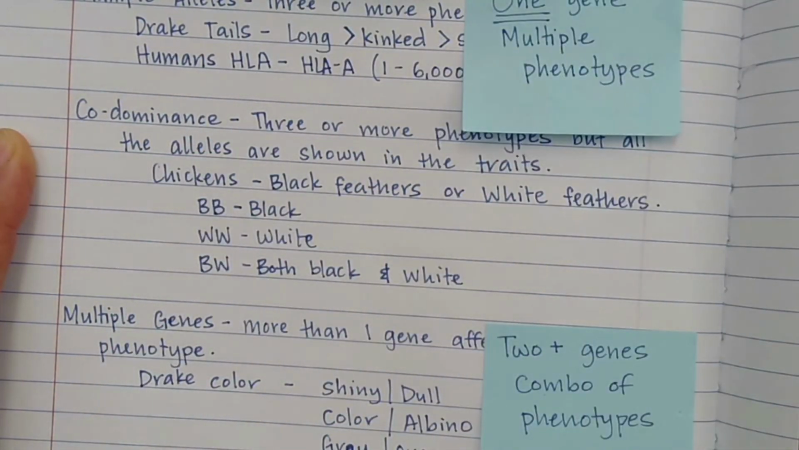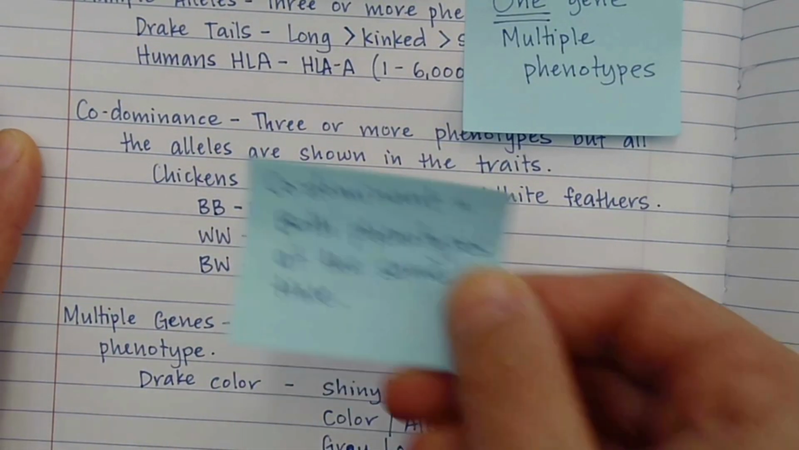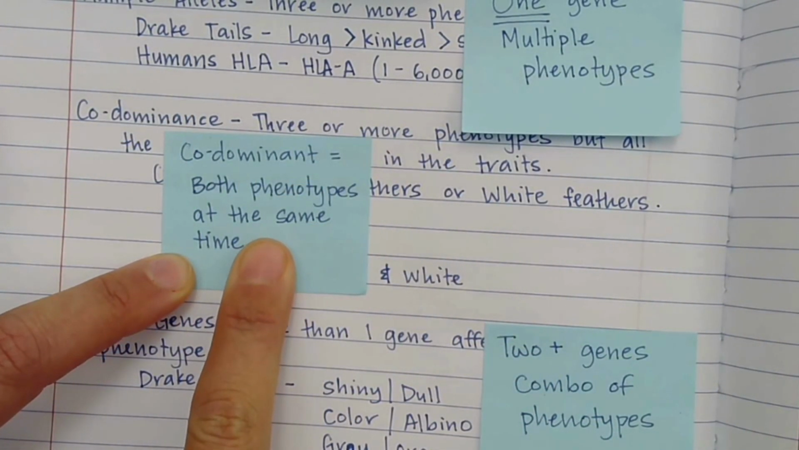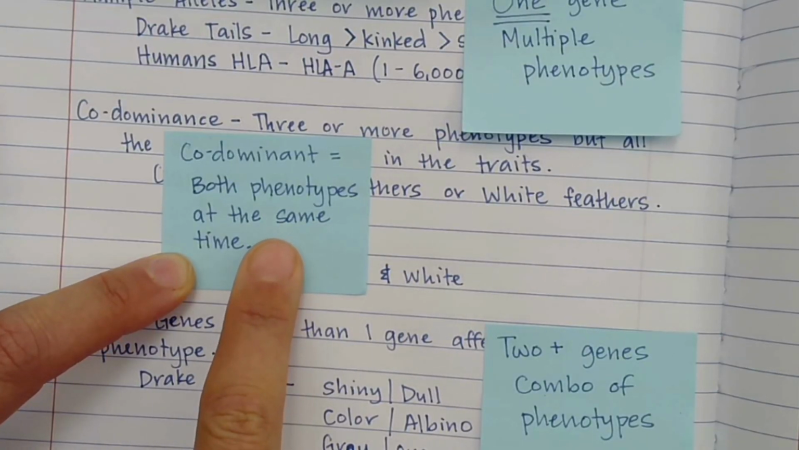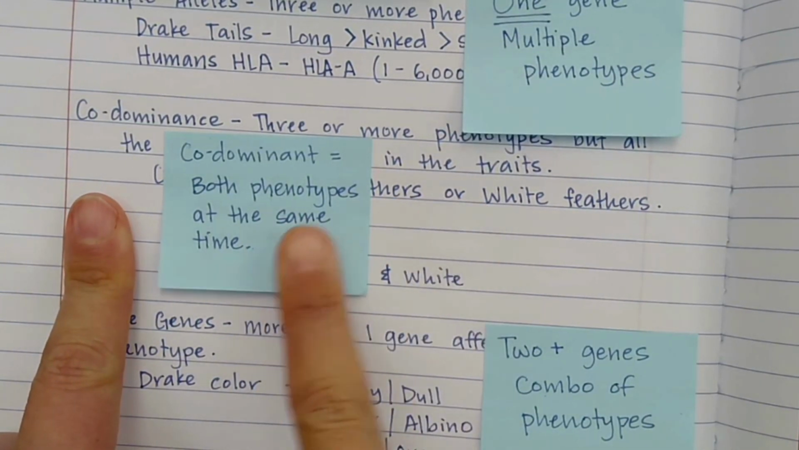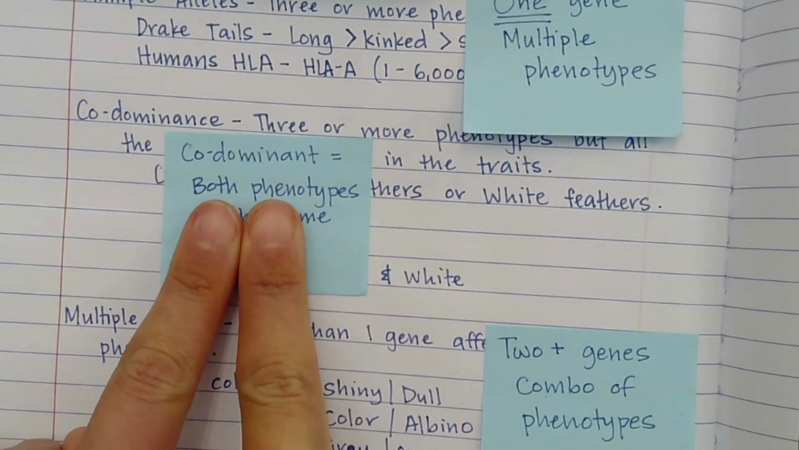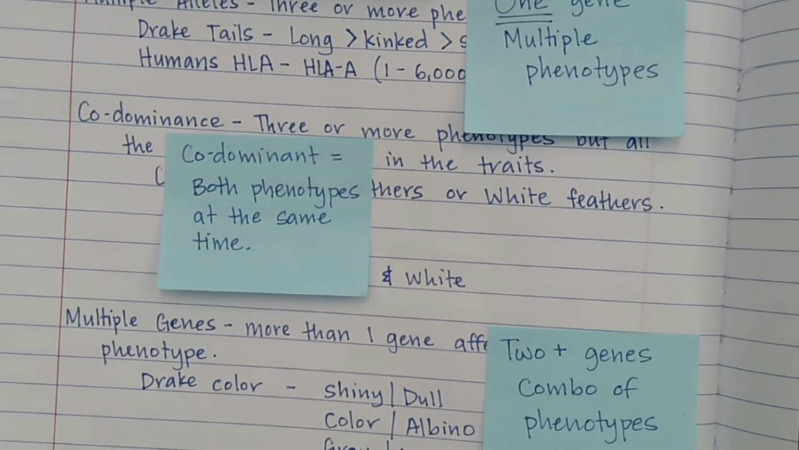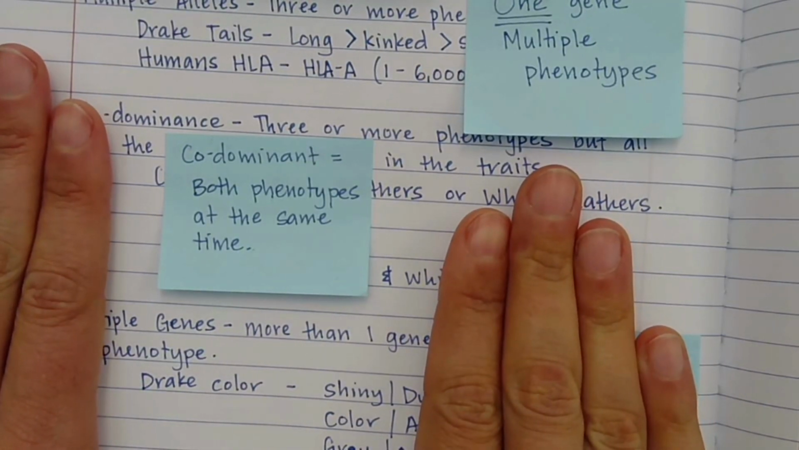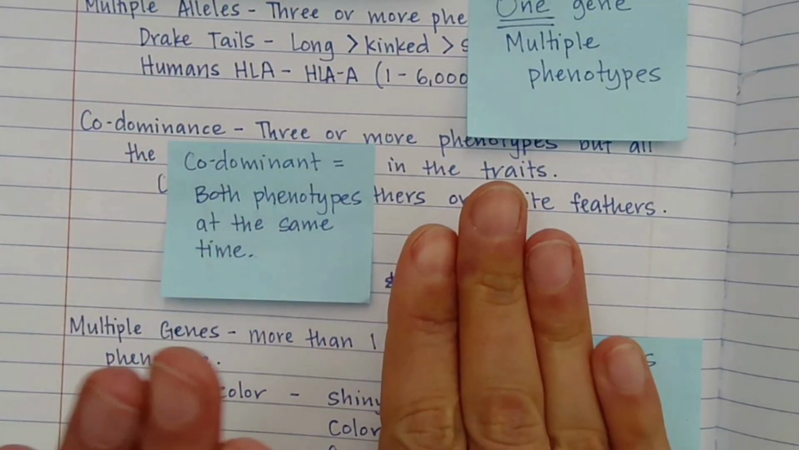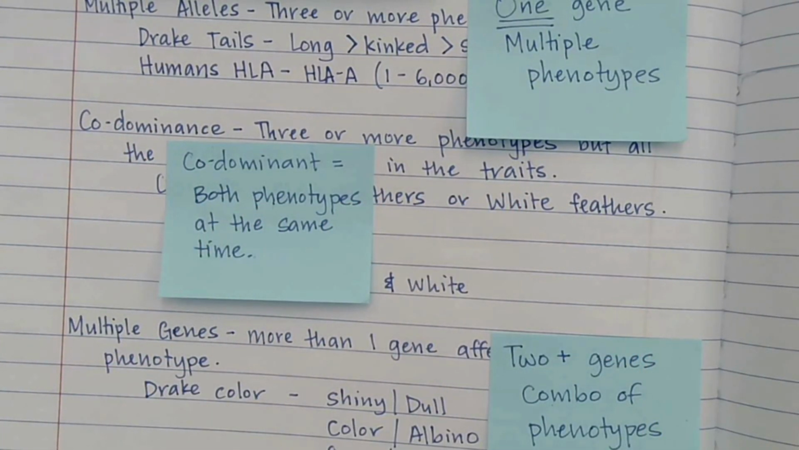All right, last but not least, we've got codominance. And in codominance, we've got 3 or more phenotypes, but you can have both phenotypes at the same time. So if you cross one phenotype with the other phenotype, you don't get something in the middle, you get both at the same time. So an example of that is like blood type, where you could have A blood and B blood, and if you combine those, so you have the A allele and the B allele, you end up with A and B proteins on the blood.